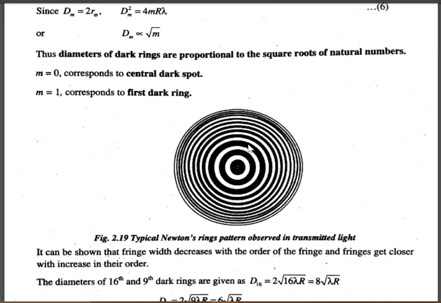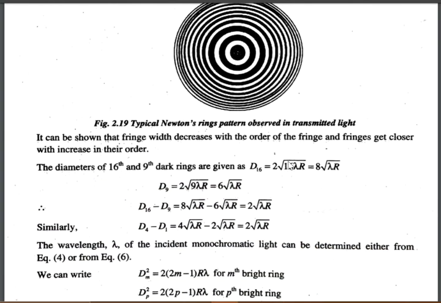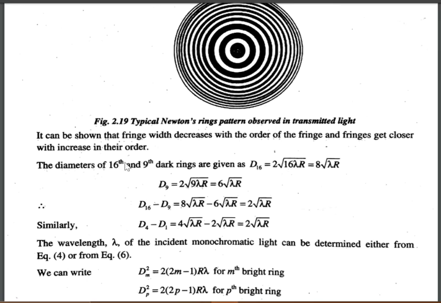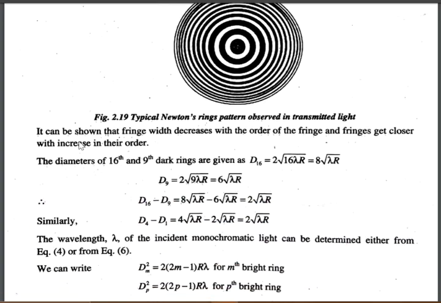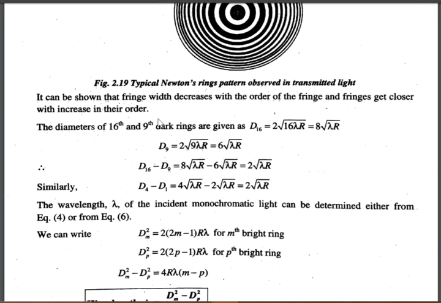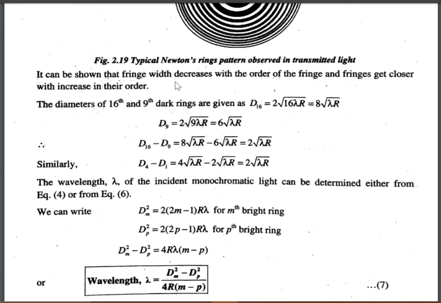You will see a number of concentric rings. These are known as Newton's rings. The thickness of the rings gradually decreases, whether bright or dark. Now let us continue with the mathematical part. It can be shown that the fringe width decreases with the order of the fringe, and the fringes get closer with an increase in the order of the fringe.